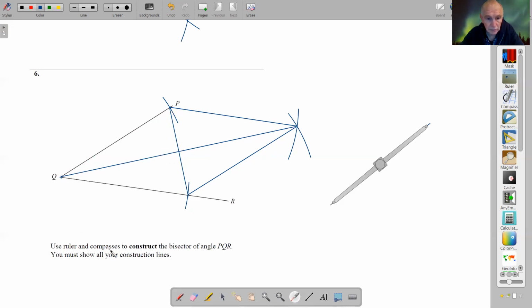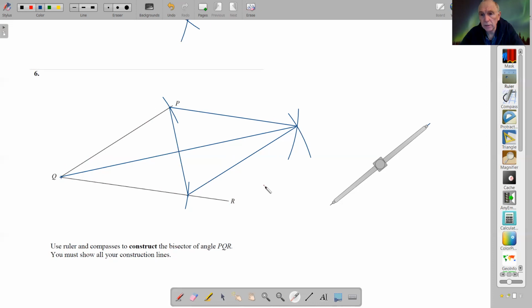Use the ruler and compasses to construct the bisector of angle PQR, and it says you must show construction lines. Well, we've got them all on here, these straight lines and these arcs and so on. So that is it.